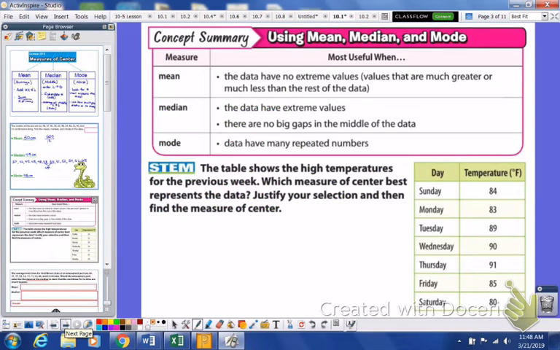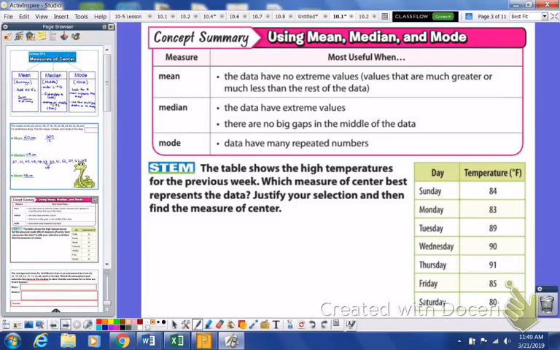So then what might be a little new is actually using the mean, median, and mode. We want to talk about when they are the most useful. So your mean is the most useful when the data has no extreme values, which would be values that are much greater or much less than the rest of the data, so no outliers. Your median is most useful when the data has extreme values, but there are no big gaps in the middle of the data.